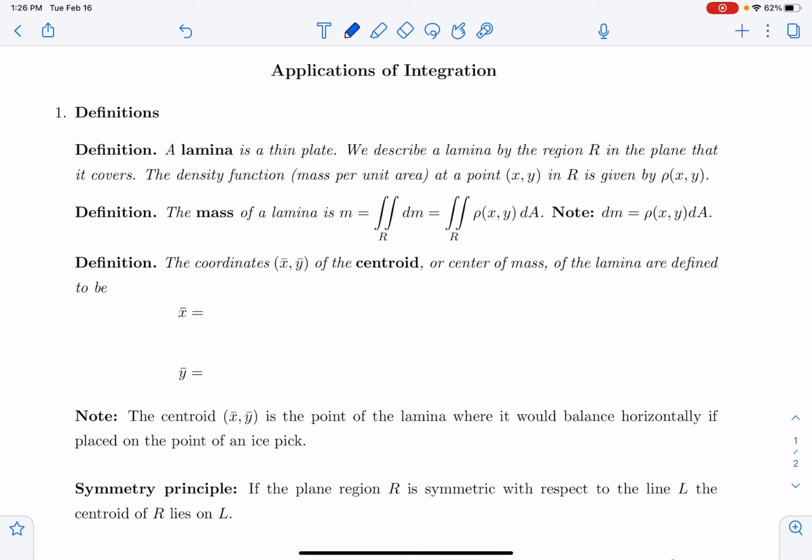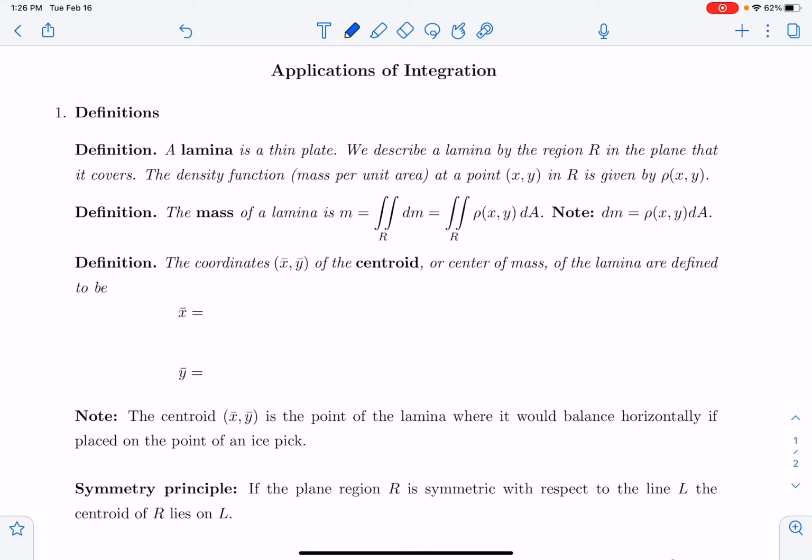In this video, we will look at a very specific application of integration, and that is to find the mass and center of mass given a density using double integrals.